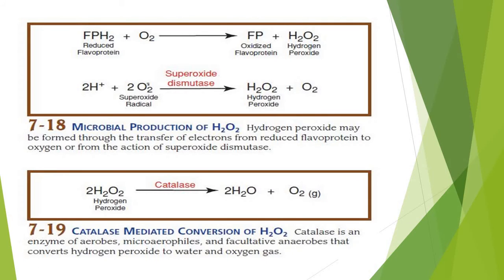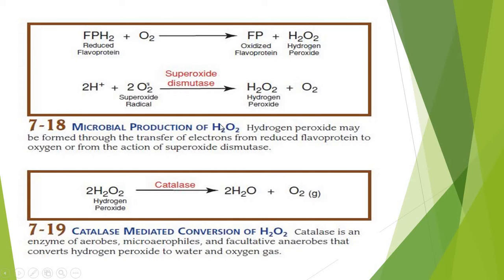Here you can see the flavoprotein in the first reaction, which is in reduced form, and in the presence of oxygen it gives its hydrogen ions to the oxygen, and formation of hydrogen peroxide takes place and the flavoprotein is oxidized. Here you can see this hydrogen peroxide, and hydrogen reacts with the superoxide radicals, and in the presence of superoxide dismutase, formation of hydrogen peroxide and oxygen takes place.